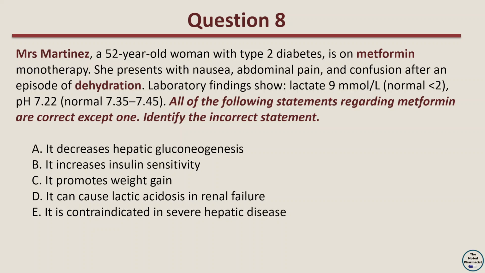Identify the incorrect statement. Option A, it decreases hepatic gluconeogenesis. Option B, it increases insulin sensitivity. Option C, it promotes weight gain. Option D, it can cause lactic acidosis in renal failure. Option E, it is contraindicated in severe hepatic disease.